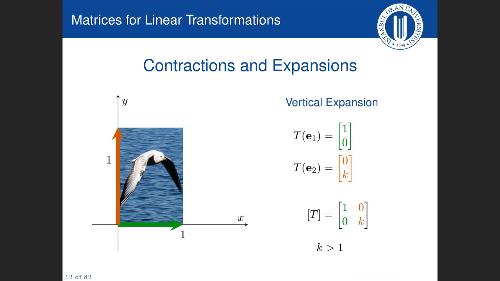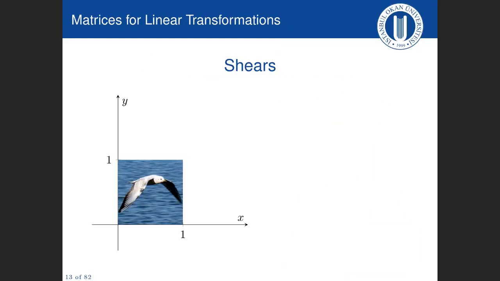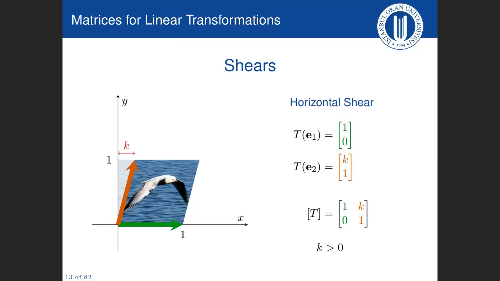We could do a shear. A shear means grab hold of this and then pull it this way, by K. If we do this shear, E1 doesn't change.